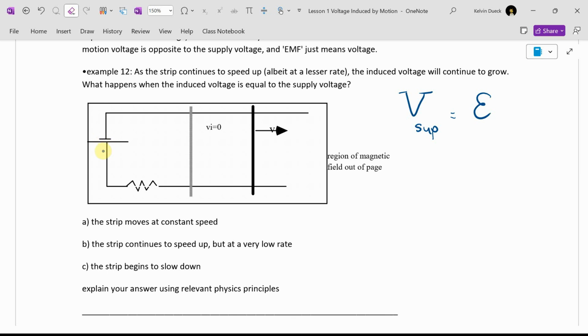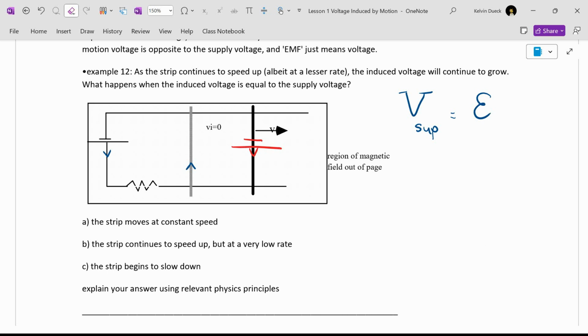Well, let's look at this. Initially, we would have current going this way. But as soon as it starts moving to the right, we're also going to have current going this way. What we would have are essentially two opposing batteries.